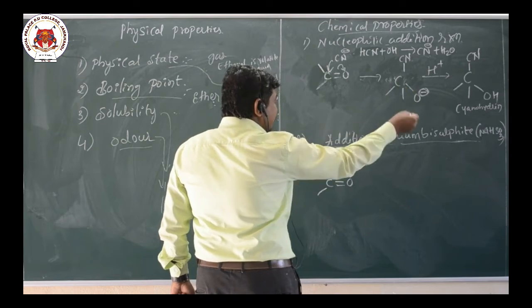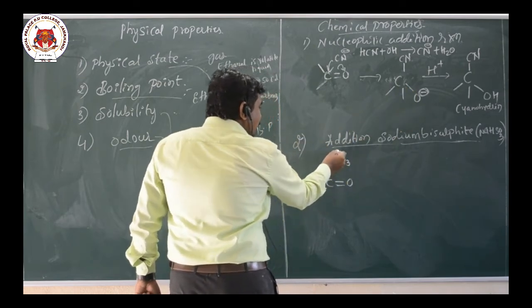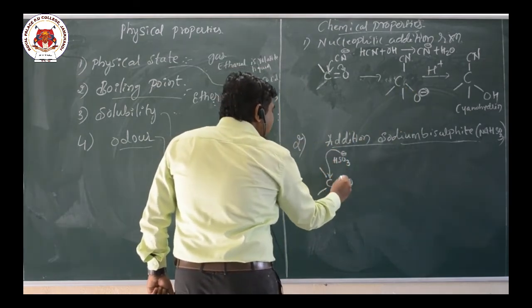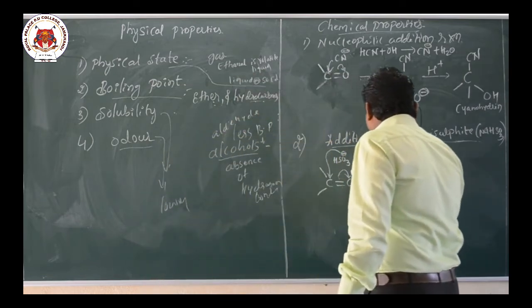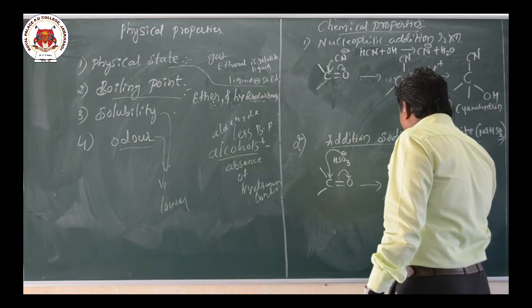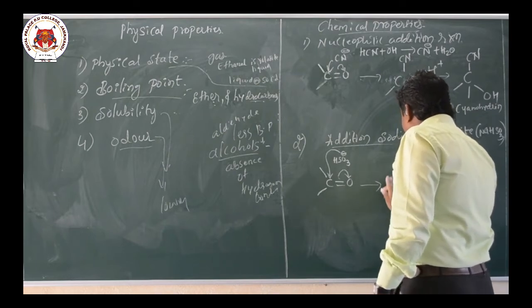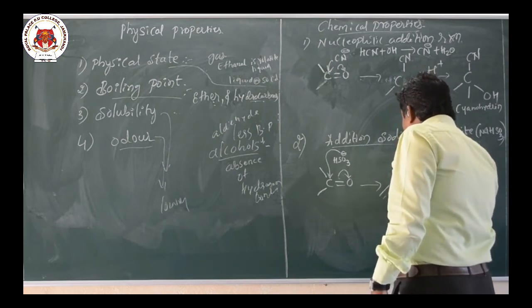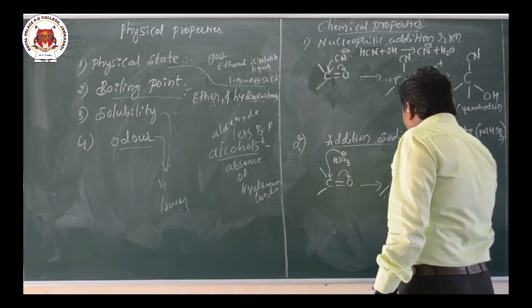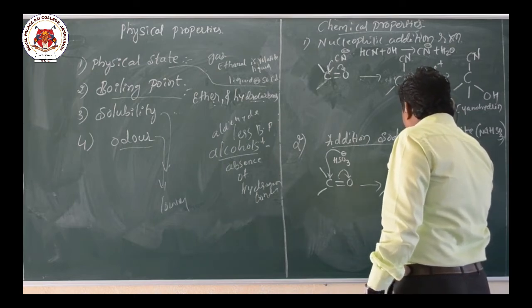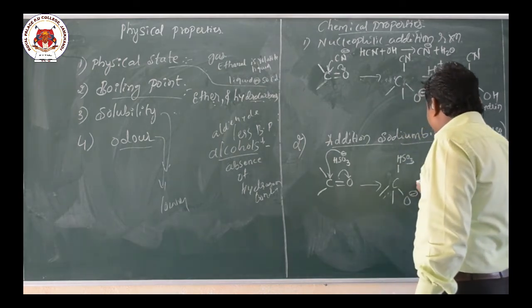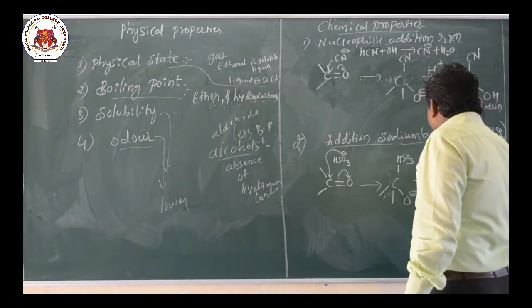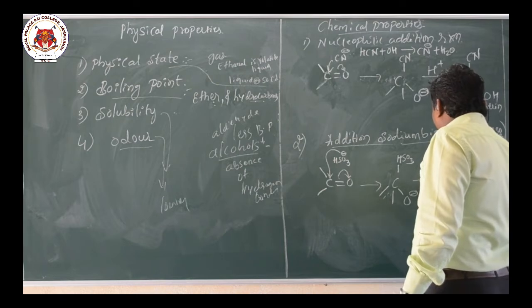HSO3 minus acts as a nucleophile which will attack the carbonyl carbon. Again this oxygen withdraws electrons towards itself, and there is a formation of an intermediate product. I will write here as it is, O minus, and here HSO3, or SO3H. Now what happened? Proton exchange, proton transfer, can take place.